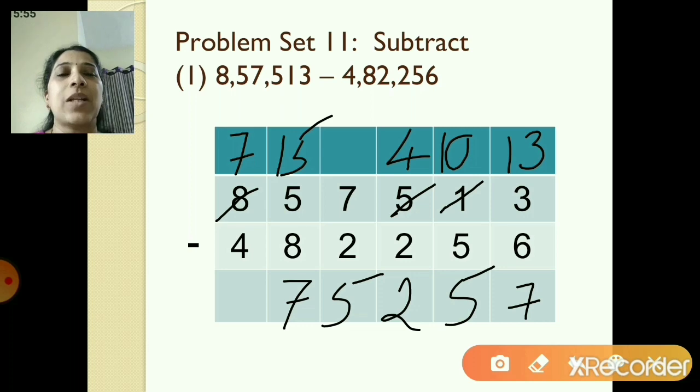And in the lakhs place what is it? 7 minus 4, it will be 3. So your answer is 3,75,257. Right children? So let's move to the second one.